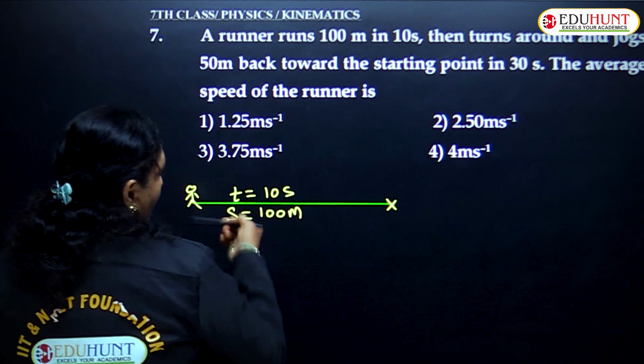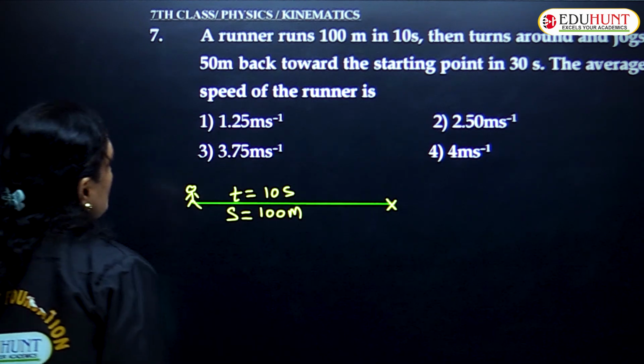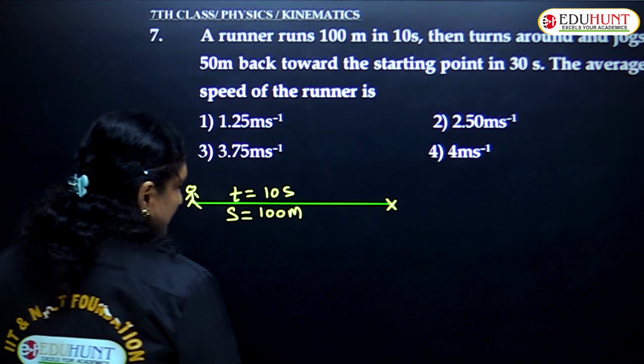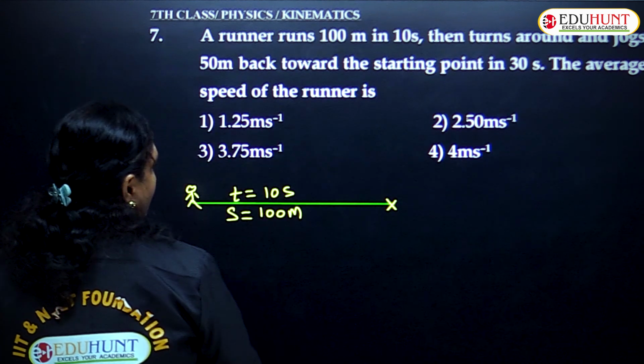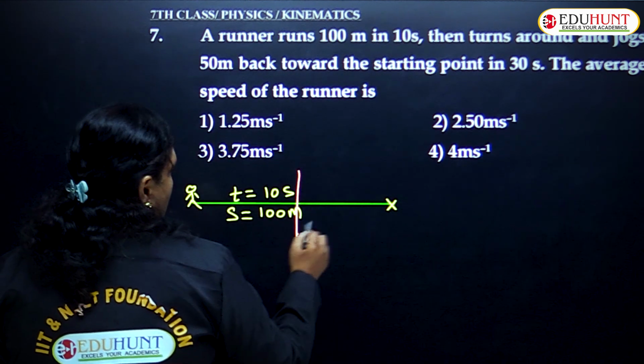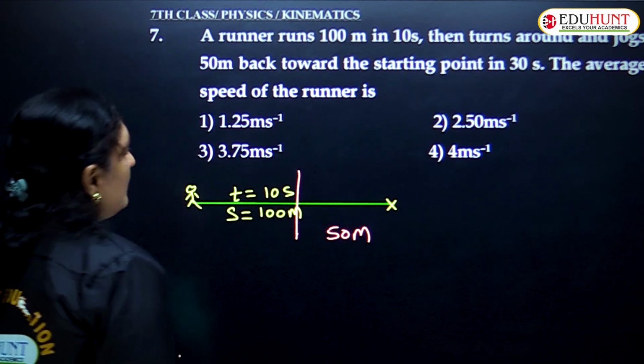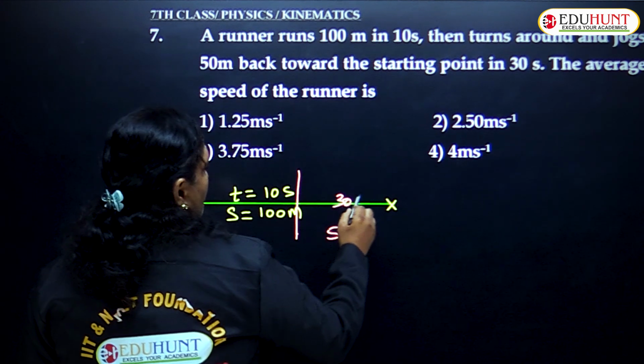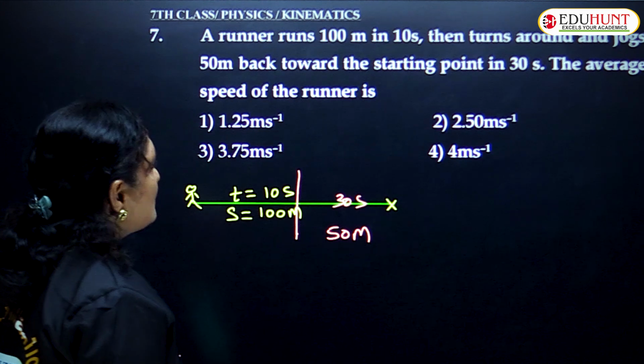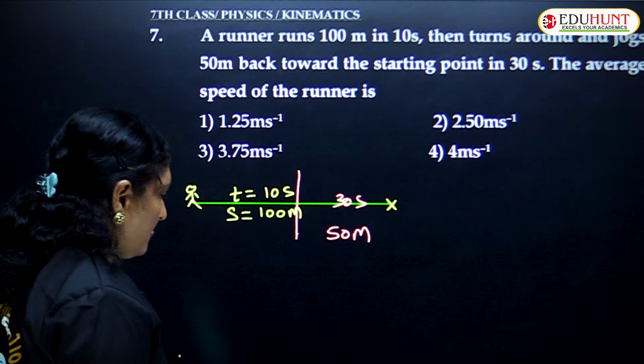Again, he comes back and jogs 50 meters. So, how far is he covering? Again, back only 50 meters distance. So, 50 meters he covers in 30 seconds. What was the time interval? 30 seconds. The average speed of the runner is.